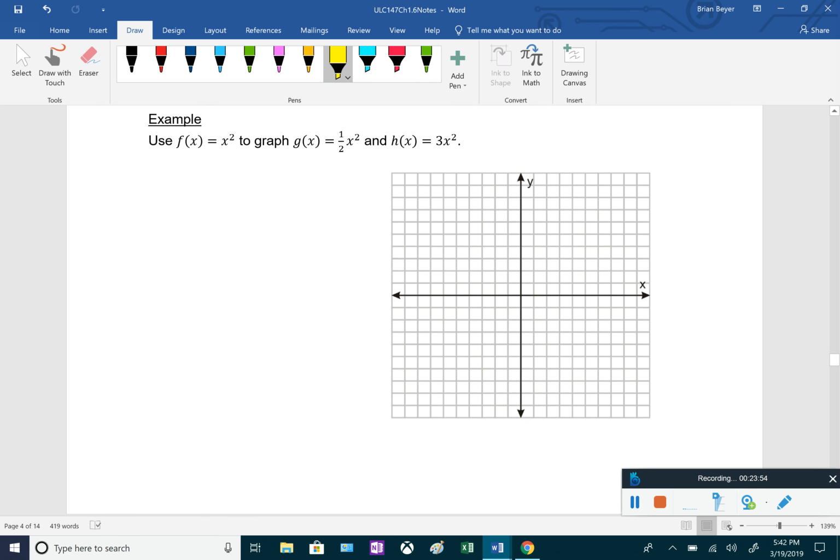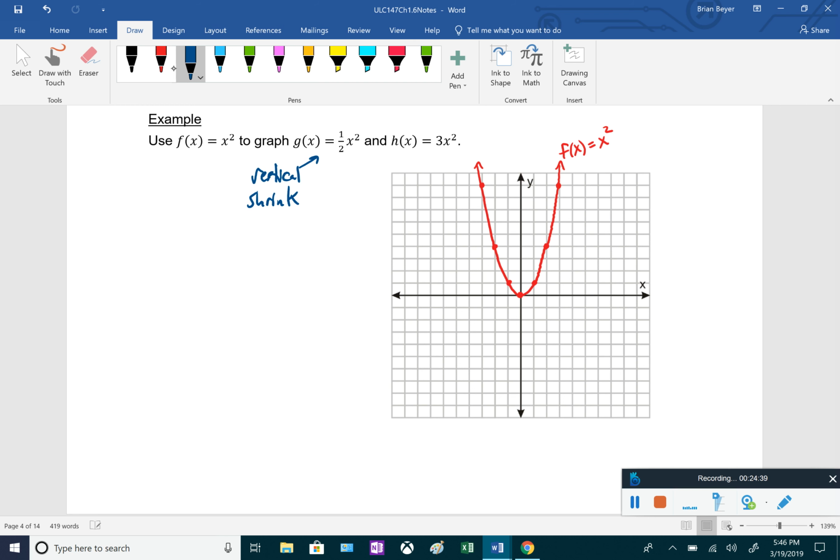Okay, so let's do an example. Let's use f of x equals x squared to graph g of x, which is 1/2 x squared, and h of x, which is 3 times x squared. So graphing the basic function x squared here, because that's what we're using to help us graph, plotting the points, and we get that graph as usual. So let's take a look at g of x. So g of x is 1/2 x squared. That 1/2 out front is between 0 and 1. That means this is a vertical shrink.